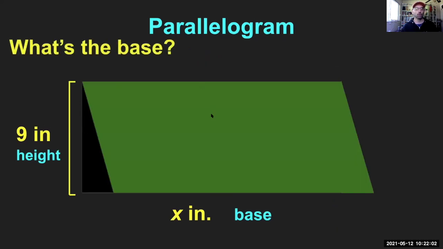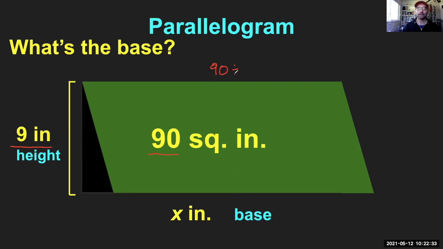Okay, so this one, we have to figure out what is the base. Here they're giving us 90 square inches, right? And we know the height. So we know the area. We know that the area is 90 and the height is 9. So what's the base? See if you can figure it out. Great. So you're just doing 90 divided by 9 equals 10. So here the base is going to be 10 inches because 10 times 9 equals 90.